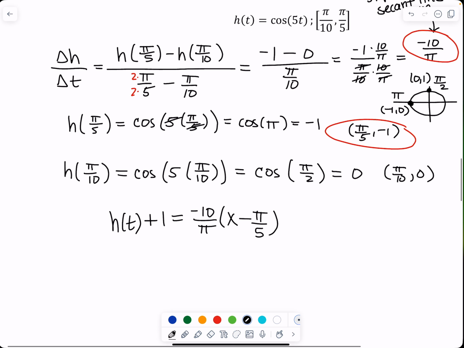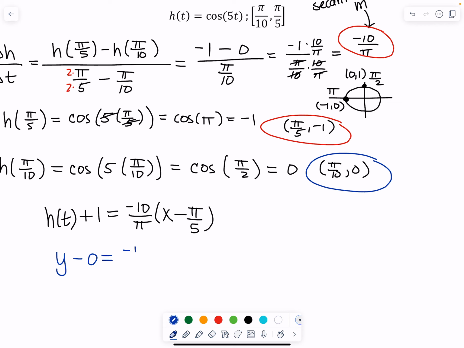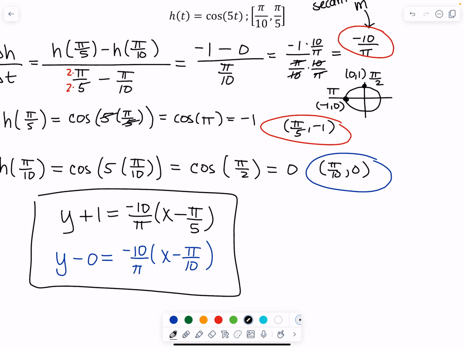And then the other one, if I use the second point, let's say, just to show you that they would both be acceptable answers, this would be y minus 0 equals -10 over pi times x minus pi over 10. So these two equations, whether you leave them as y's or fix it as h of t, these would both be acceptable final answers in your work.